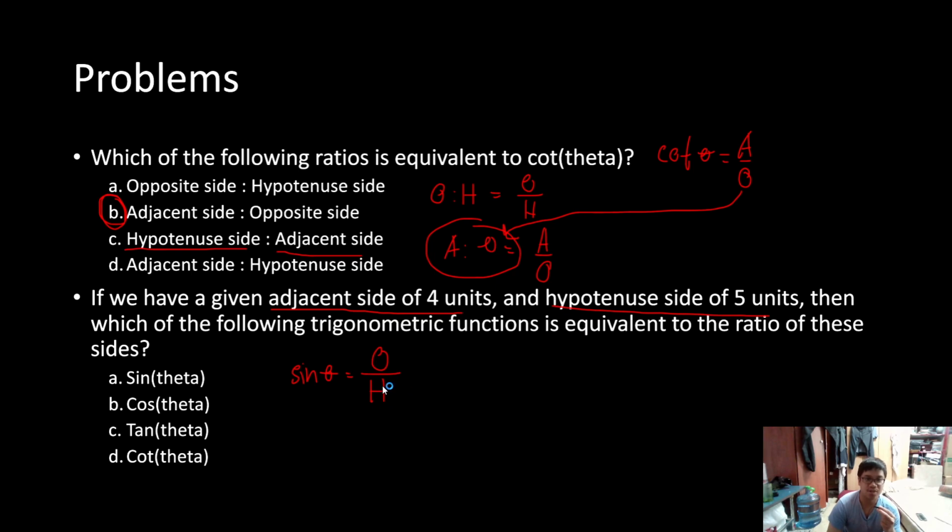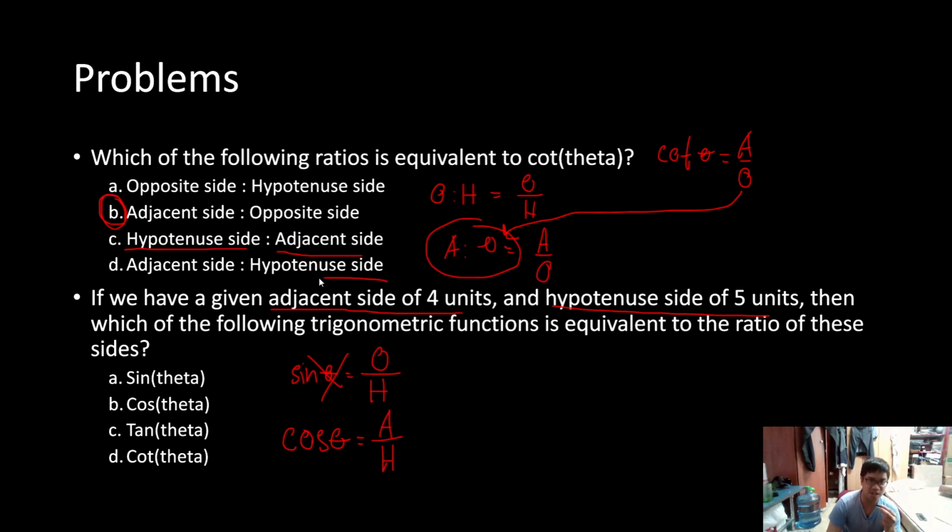So the thing is, we are given the hypotenuse, but not the opposite side. So A is not the answer. All right, how about cosine theta? In cosine theta, its equivalent ratio is adjacent all over hypotenuse. That's the equivalent ratio. Now let's take a look.